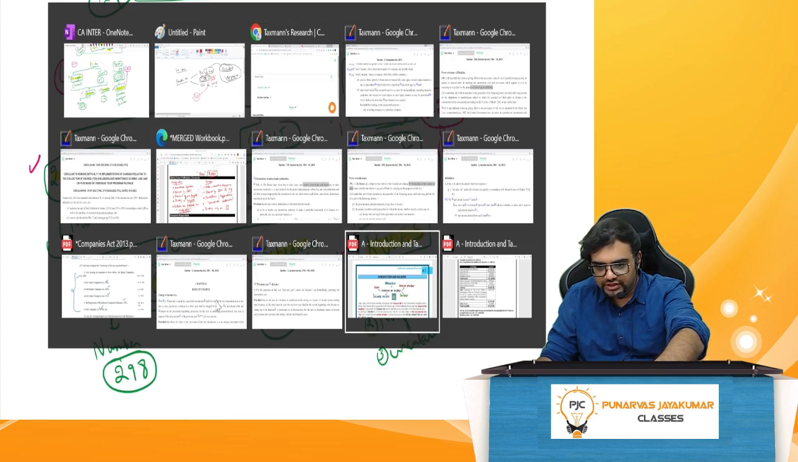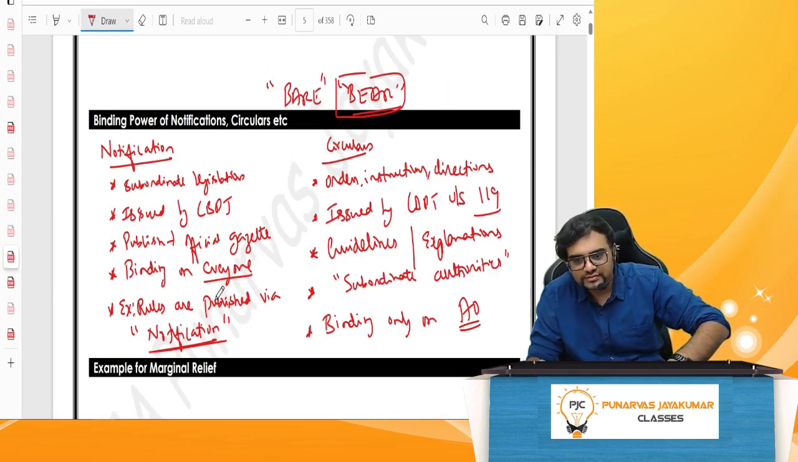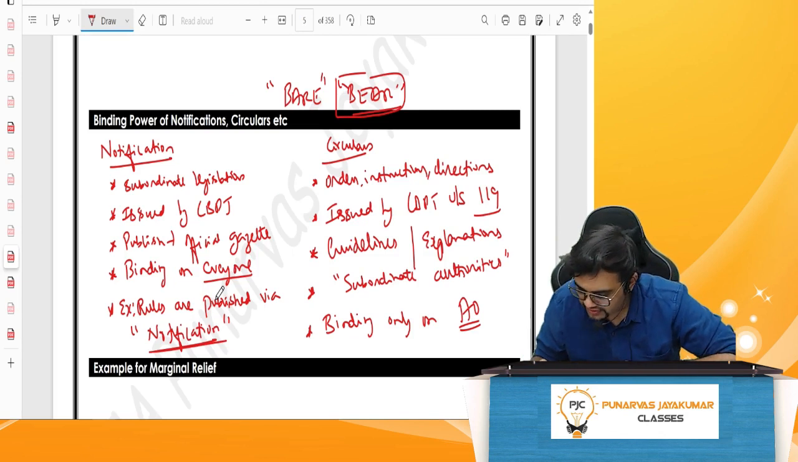So coming back to this. FM, Finance Minister, whatever he or she tells, it's not binding at all on anything. The notifications are the subordinate regulations. So that is what it is. Then as far as rules, what are rules? They are framed by CBDT.